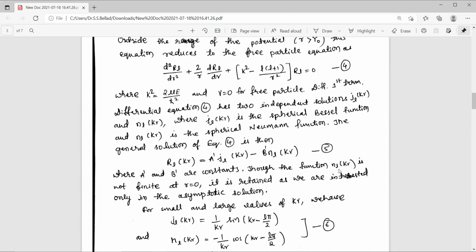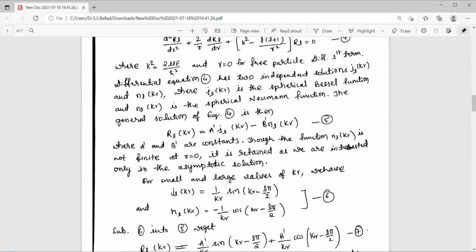Though the function NL of kr is not finite at r equal to 0, it is retained as we are interested only in the asymptotic solution. That means this function NL of kr is not finite at r equal to 0, which is the center or the origin. So still it is retained because we are interested only in the asymptotic solution.